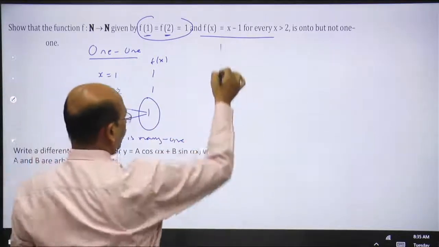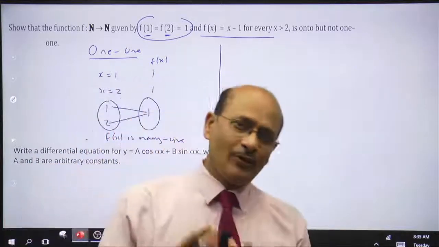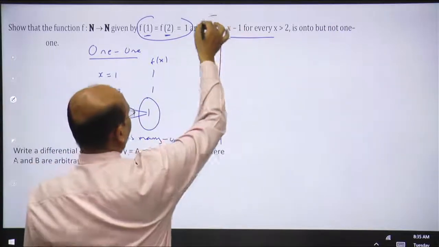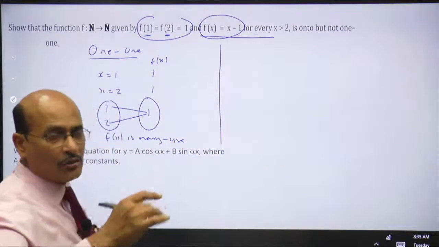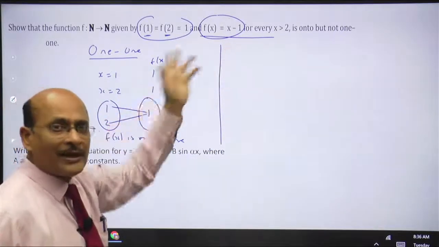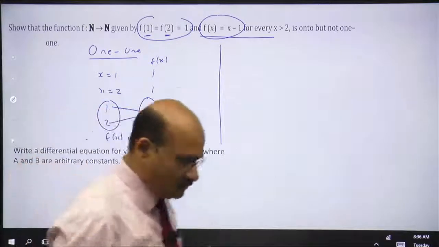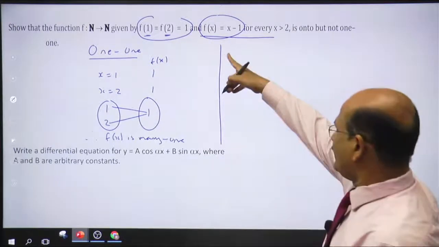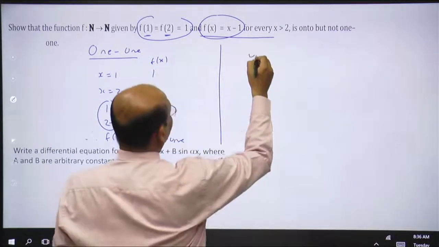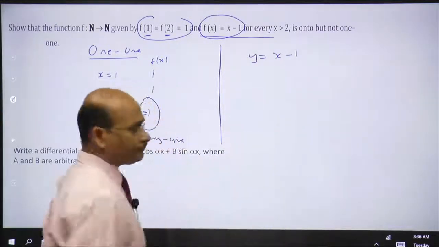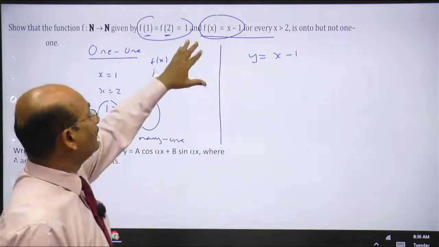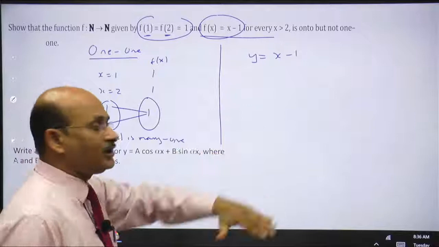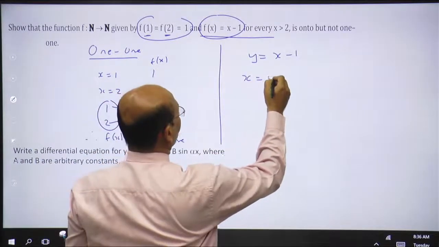Now when I talk about onto, I told you many times that whenever you want to prove that it is onto or not onto, the first step will be, whatever function is given to you, be careful, you have to write y in terms of x, write x in terms of y, whether it's a 1 mark question, 2 marks, 4 marks, or 6 marks question. So f(x) equals x minus 1, so I'll write y is equal to x minus 1. Understand? Whenever you have to prove onto or not onto, the first step is to write x in terms of y. So x is equal to y plus 1.